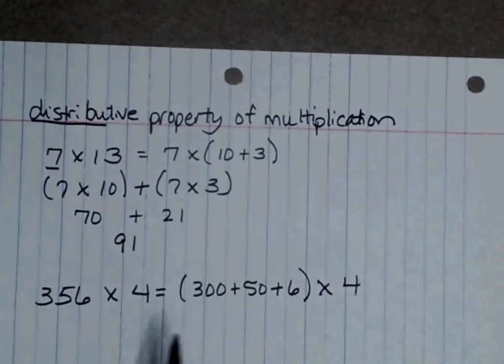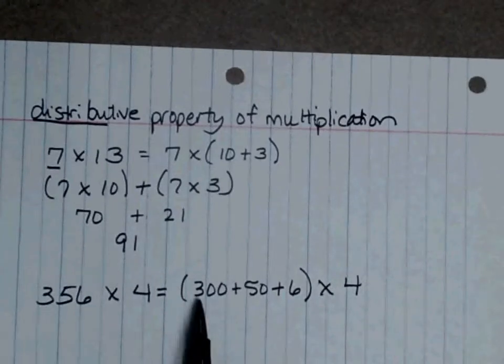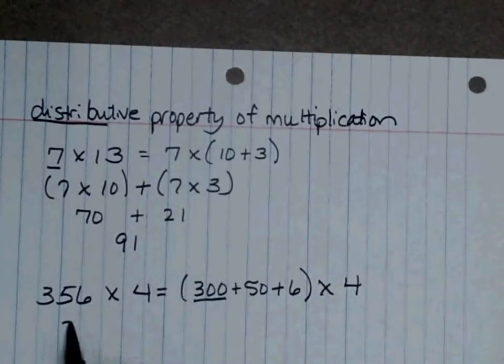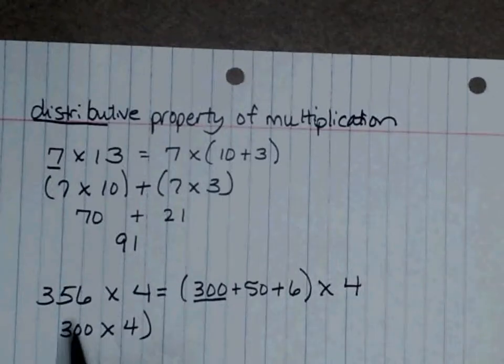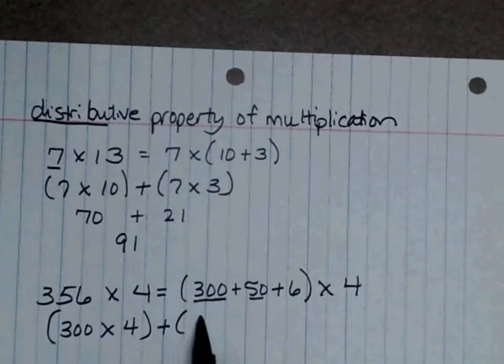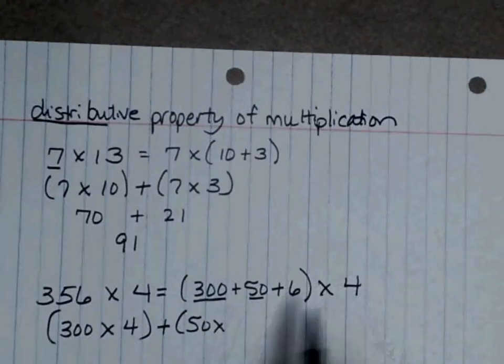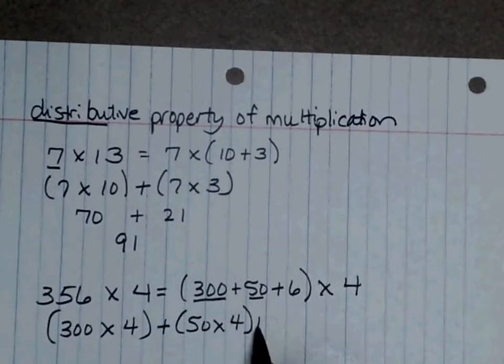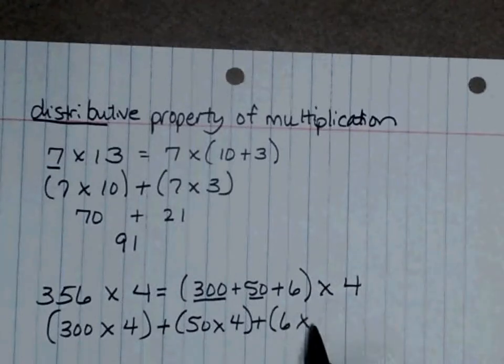Notice that I flipped it over this way. This is called the commutative property of multiplication. So now the next row, I want to take the 300 and we're going to multiply it times 4, and again I'm going to put it in the parentheses, plus let's take the 50 and then we'll multiply that times 4, and we're going to add that to our 6 and multiply that times the factor of 4.